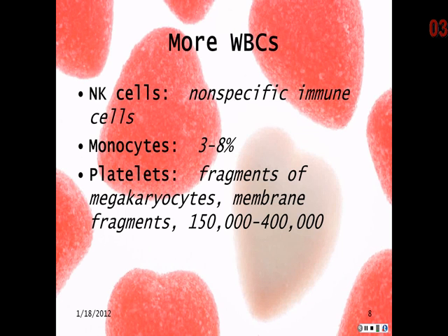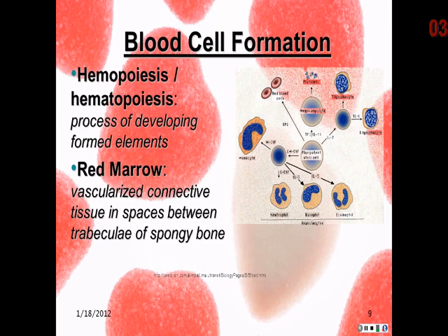Platelets are membrane fragments of giant cells called megakaryocytes used in clotting. We have between 150,000 and 400,000 of these. The process of developing the formed elements is called hemopoiesis or hematopoiesis. Some of this occurs in the red marrow. The red marrow is the vascularized connective tissue found in the trabecular spaces of the spongy bone.